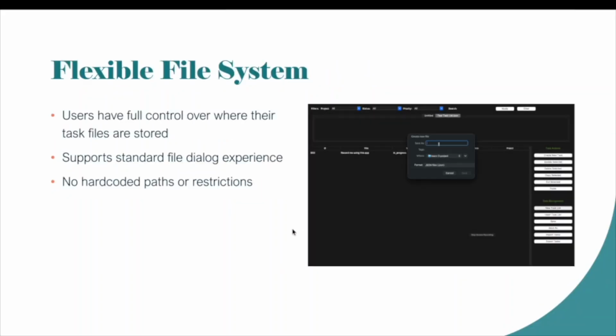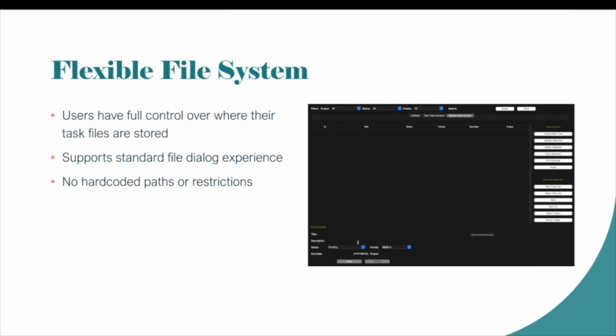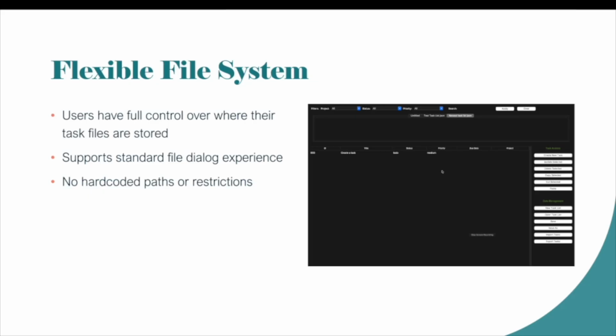Great. I'll be showing first the flexible file system. With this system, users have full control over where they want to store their task files. This gives users the option to use this app in a way that isn't necessarily just the way that we define it. It gives them a lot of flexibility in that we don't have any hard-coded paths or restrictions, and the idea is really to give the users the customization that they want. As you can see here, we were able to create multiple different task lists, being able to select anywhere on our computer for where we wanted to have it.